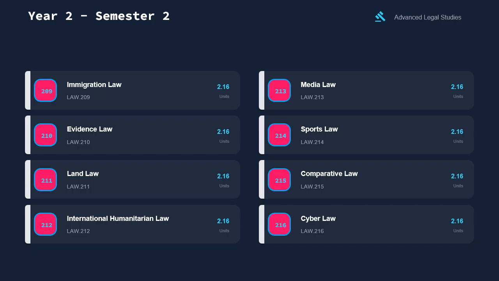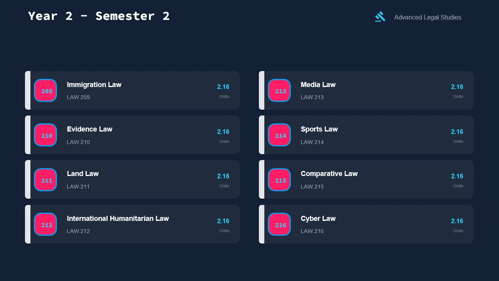3.2 Privileges: confidentiality and policy protections. Privileges protect relationships from disclosure. Attorney-client: confidential communications for legal advice. Spousal: testimonial and communications privileges.